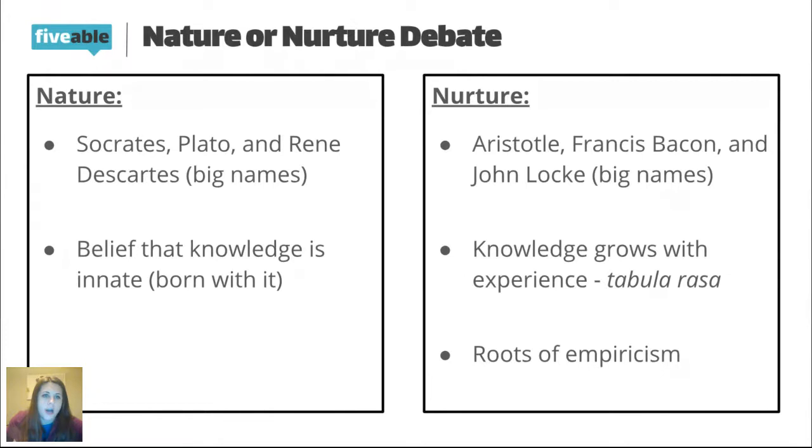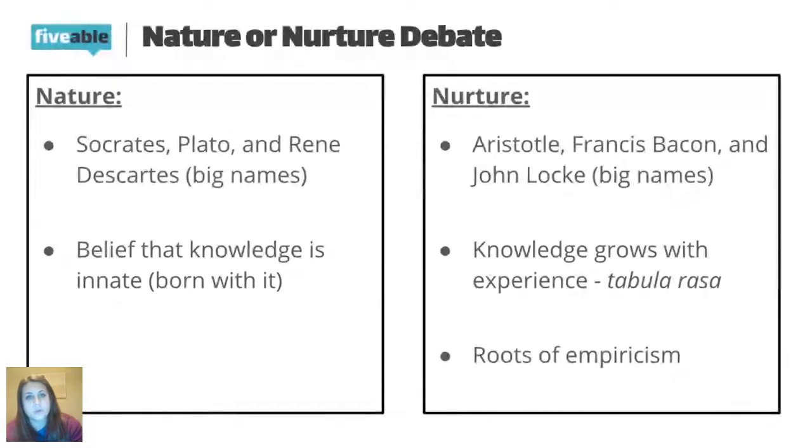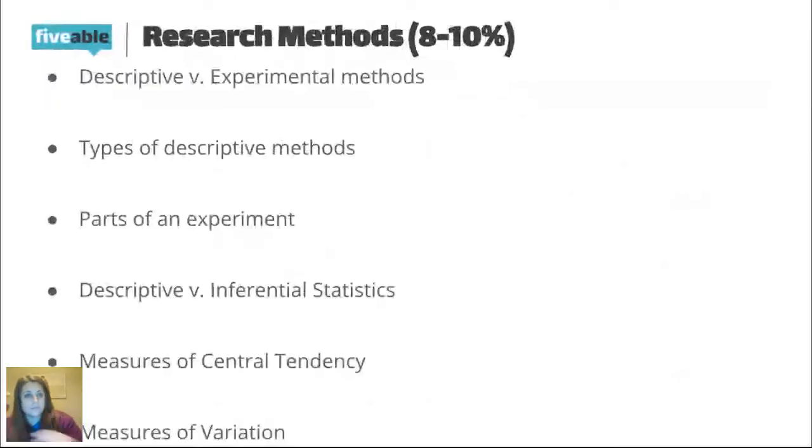But again, 2 to 4% of your overall AP test, so not a heavy hitter unit, not worth super stressing over. Research methods is the next unit that we covered. And this is a heavy hitter. This is 8 to 10% of your AP test. So there's definitely more stuff to think about and to review from this unit.